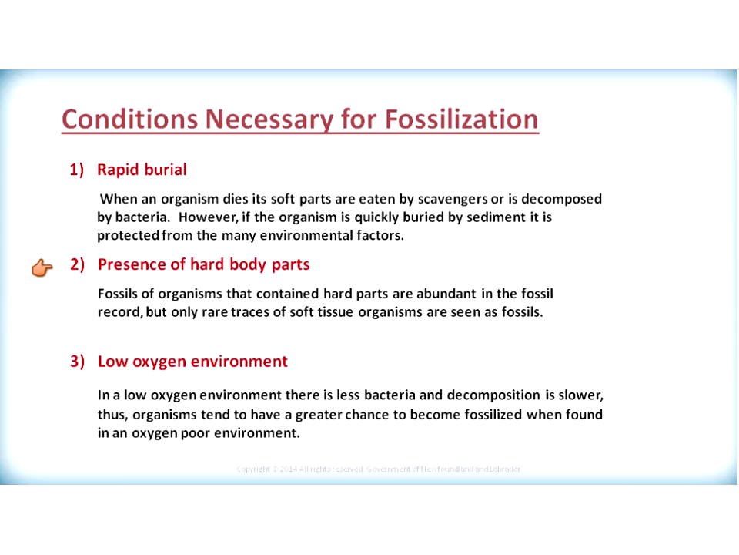Fossils of organisms that contain hard parts are abundant in the fossil record, but only rare traces of soft-tissued organisms are seen as fossils. Number 3, low oxygen environment. In a low oxygen environment, there is less bacteria and decomposition is slower. Thus, organisms tend to have a greater chance to become fossilized when found in an oxygen-poor environment. So in summary, the three conditions necessary for fossilization will be rapid burial, the presence of hard parts, and a low oxygen environment.